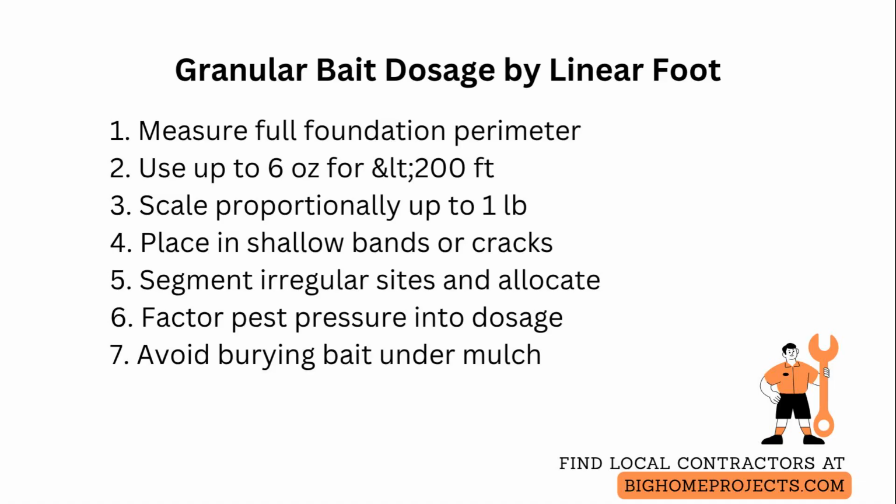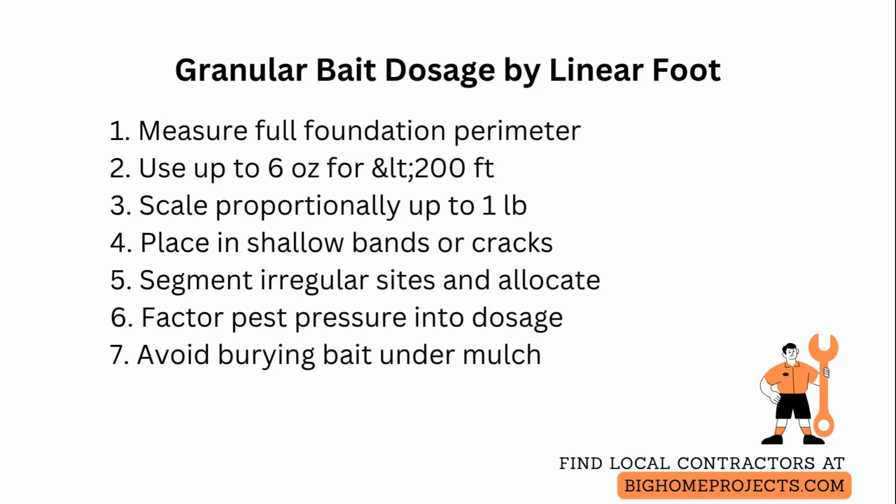spaced points around the foundation, concentrating at known entry points and high moisture areas. For larger homes, extend bait quantity proportionally and do not exceed 1 pound total without reassessing site conditions, placing material in short, shallow bands or in crack and crevice openings rather than broad scattering. For irregular or multi-building sites, break the layout into segments, measure each segment, and allocate bait so no segment is underserved. This prevents localized undertreatment.